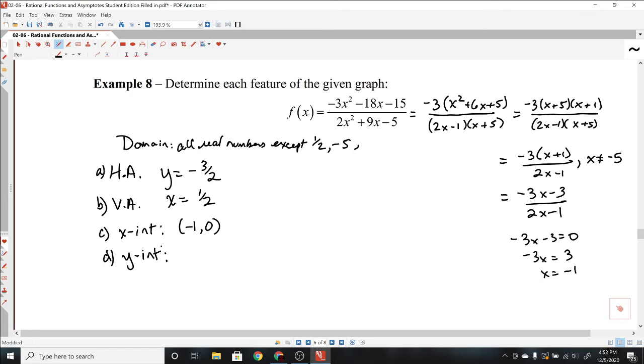Y-intercept, probably the easiest part of this entire problem. Just go right back to the very beginning, plug in 0, and all 4 of these terms would disappear, giving me -15 over -5, which is 3. So we have a y-intercept of (0, 3).